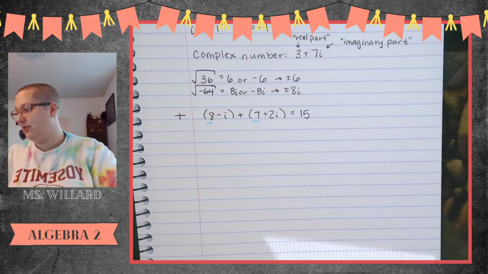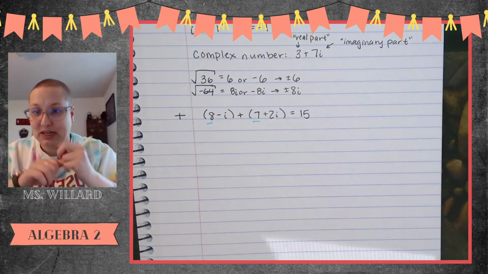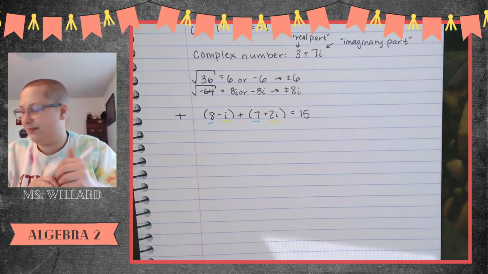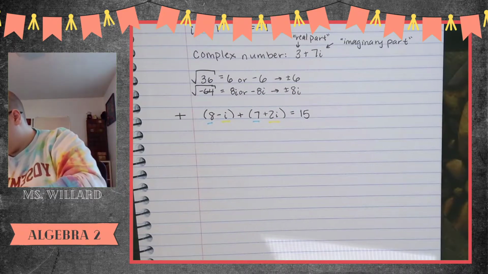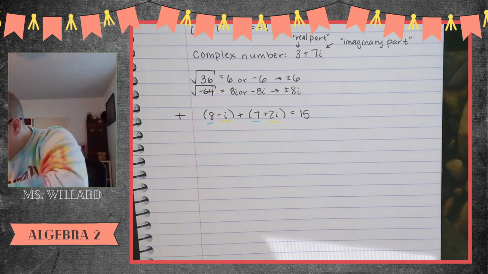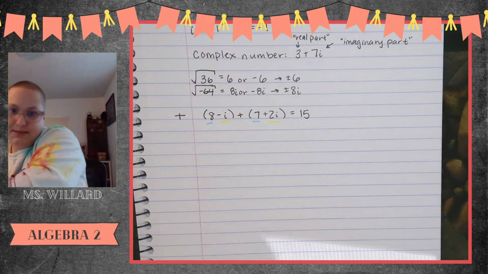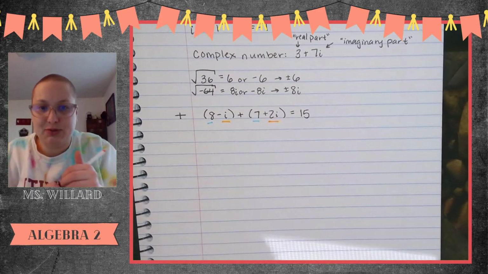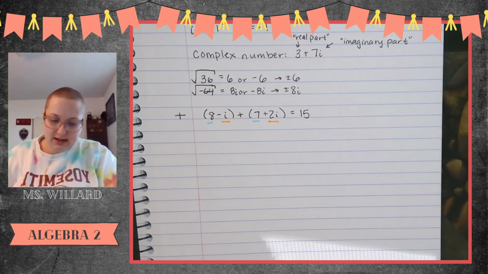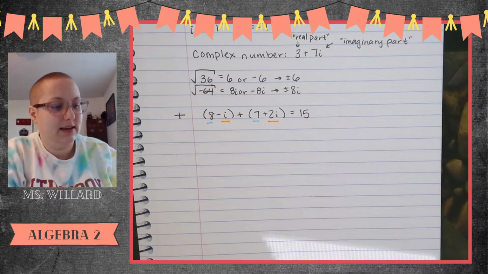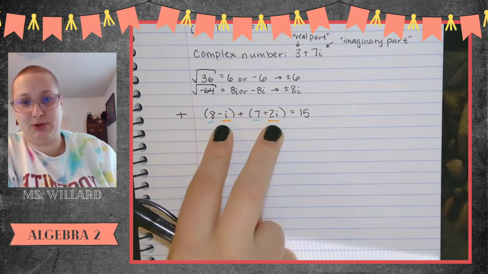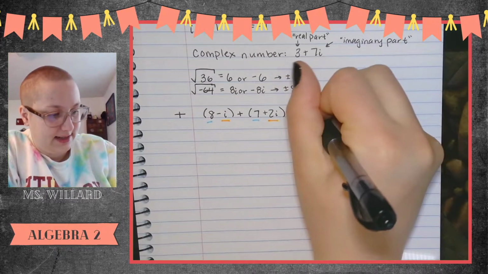And then I do the imaginary part. -i plus 2i. Maybe I'll do orange. I don't know where my orange is. There it is. So I'll do -i plus 2i. Well, negative i plus 2i. If these were x's, I would do negative x plus 2x, which would just be x. In this case, it'll just be i.